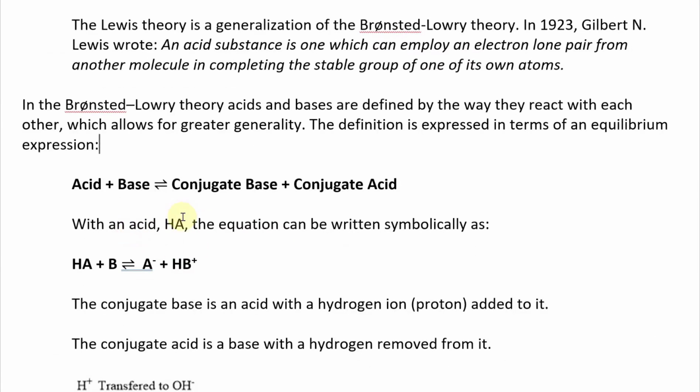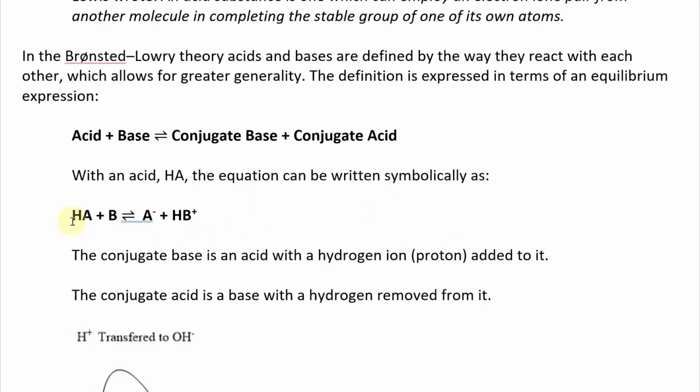So with an acid, HA, the equation can be written symbolically as HA plus B, a base. The reaction goes such that you'll have an A minus. Initially, this is the acid. This acid is giving a hydrogen proton. It's giving a proton away, and then it becomes negative, because initially it's not negative, and then this becomes A minus, or becomes more negative than it used to be. So this becomes A minus, which is its conjugate base.